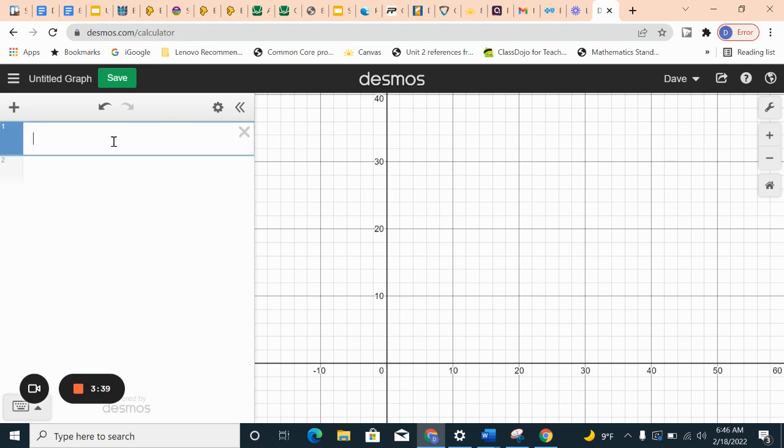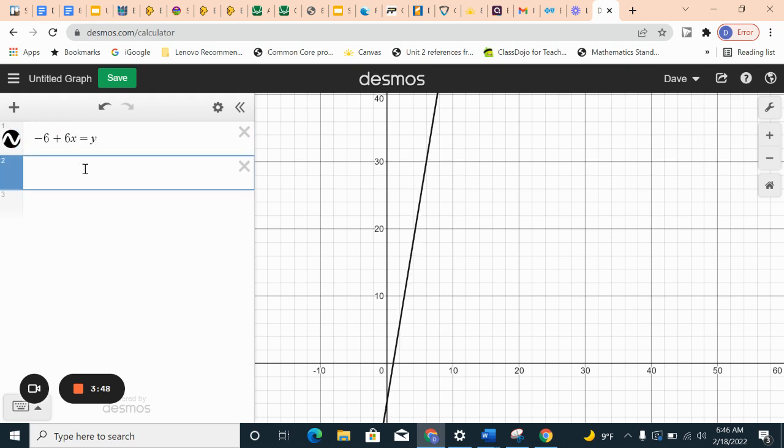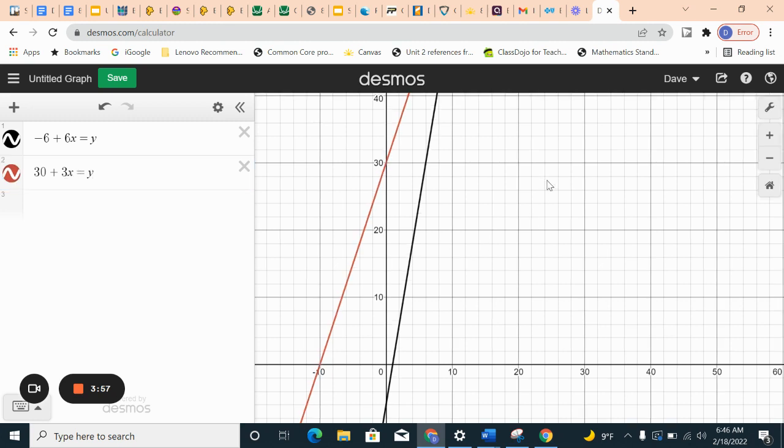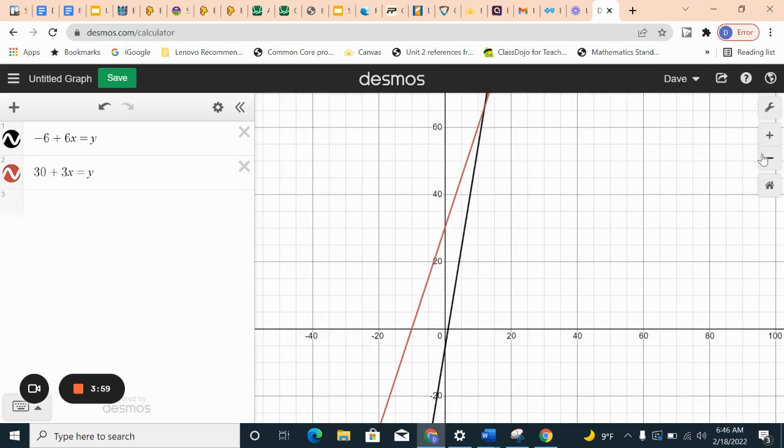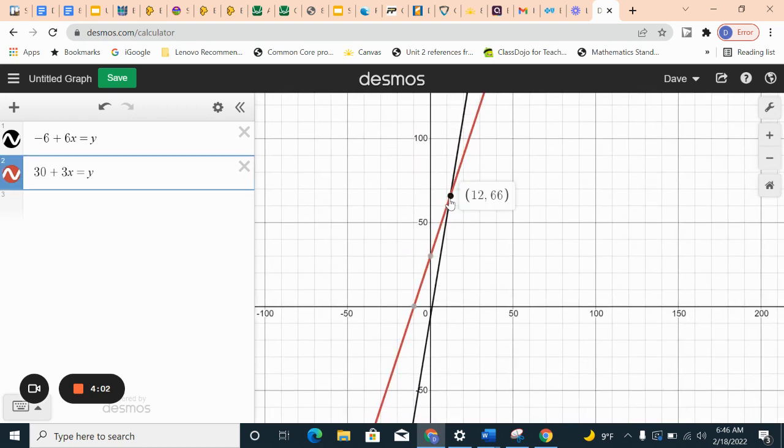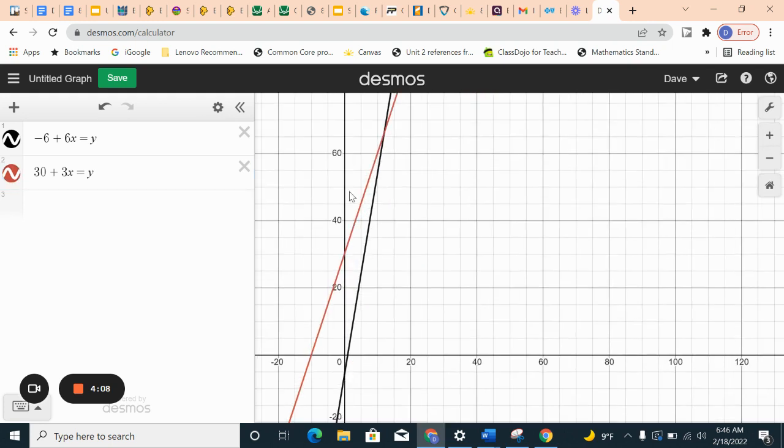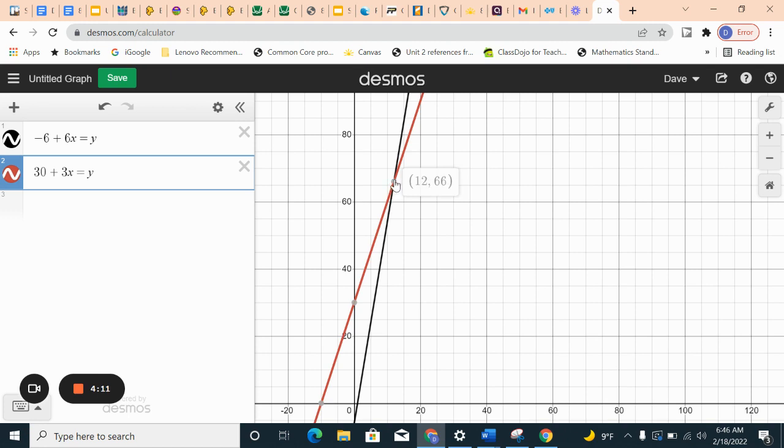And let's look at the third one. The third one was the first group started at -6 and then increased 6 every time. The second group started at 30 and went up 3 every time. There's that equation. And if I zoom out a little bit, I can see where we both met. Zoom in a little bit there. Looks like we both met at 12, 66. So we both said 66 on the 12th time.